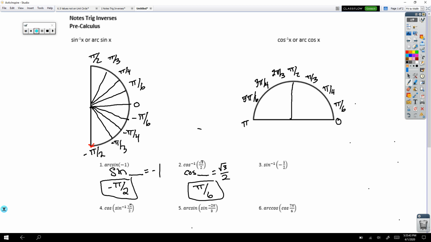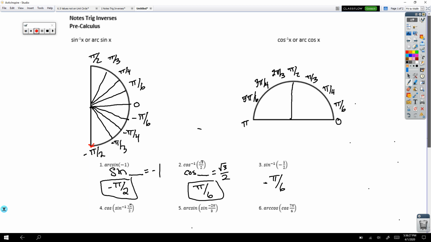Now, number 3 introduces a negative here. So we have the sine inverse of -1/2. So we want to look at that first half circle, right? The one on the left here. And what y value would have -1/2 as its answer? So looking at my unit circle, that would give me negative pi over 6. Again, I don't want to do 11 pi over 6 because I can't do counterclockwise rotation to get to quadrant 4. I have to go clockwise, which makes it negative.